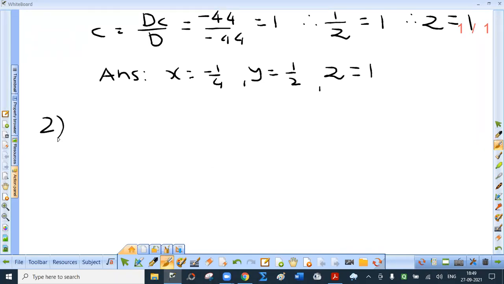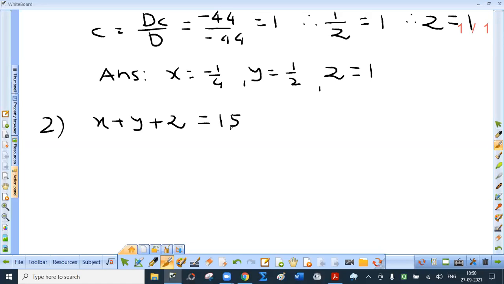Let the three numbers be x, y, and z. From the given conditions, try to write the equations. For that, you will have to read the sum again.